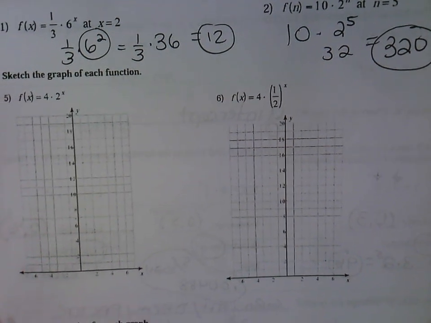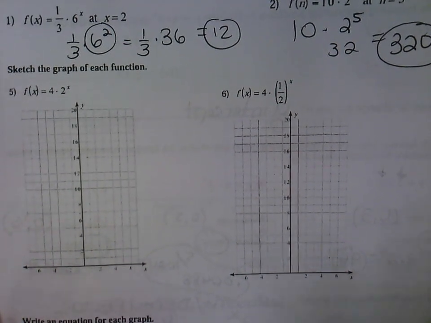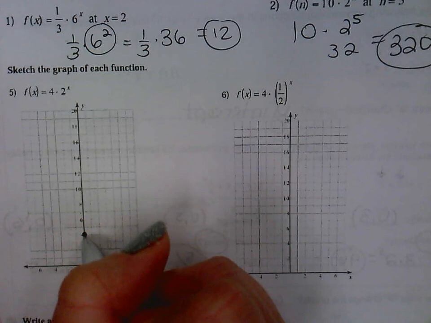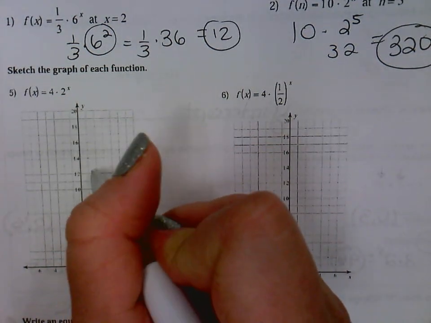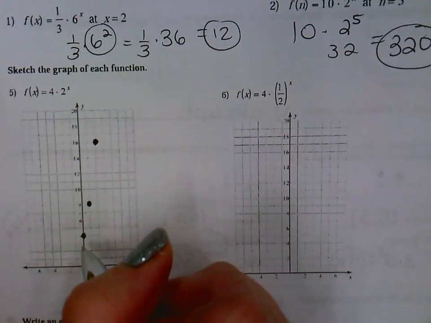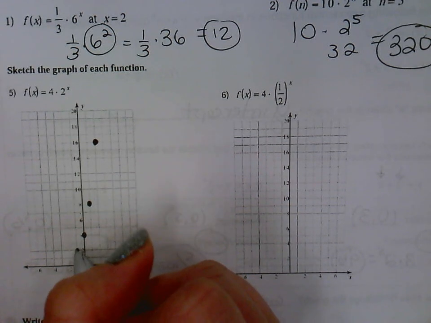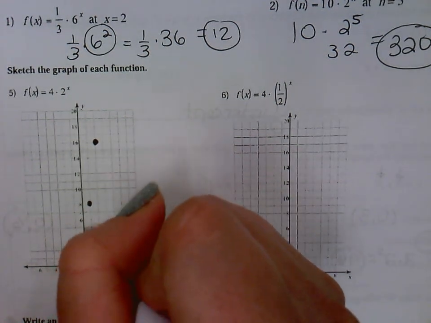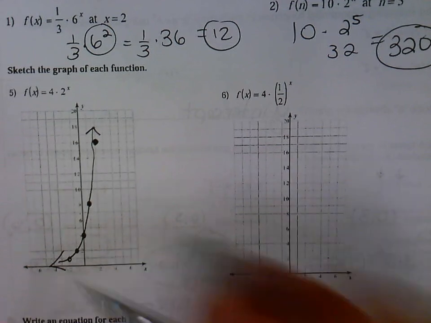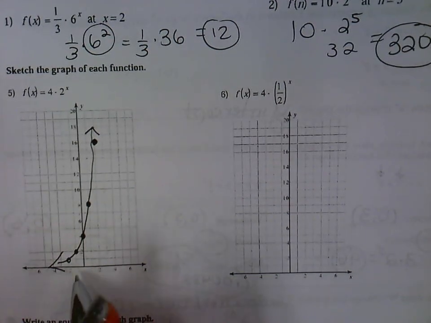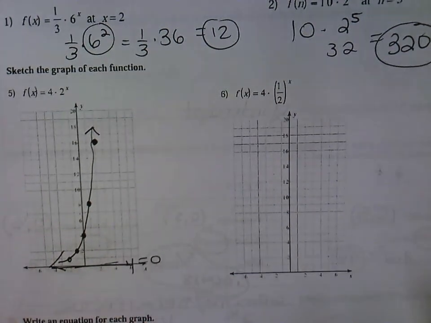Then on number 5, your y-intercept is 4, and you're doubling it to 8, doubling it to 16, halving it to 2, and then 1, kind of like that. It'd be great if you knew that there's an asymptote at y equals 0, but we're not quite there yet, probably.